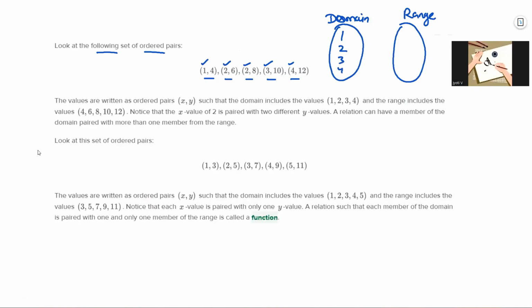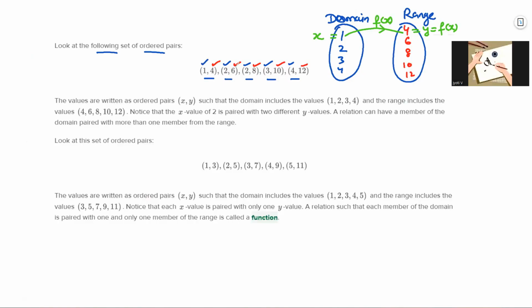And 4, 6, 8, 10, and 12 form the range set. They are the elements of the range set. Now let's see how things are mapped. 1 is mapped to 4. So 1 is the input, and the mapping is done through a formula. That means in that function, if we substitute x equal to 1, we get an output. That output is in the range set.